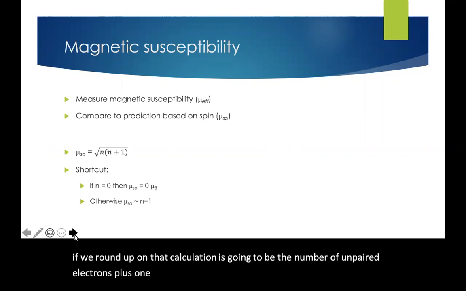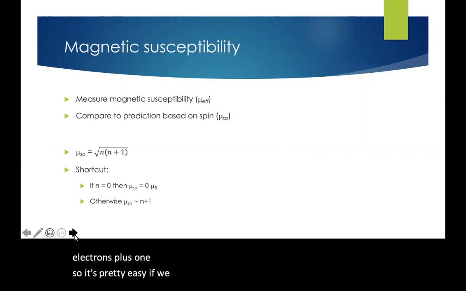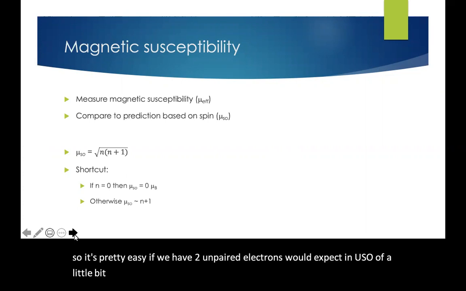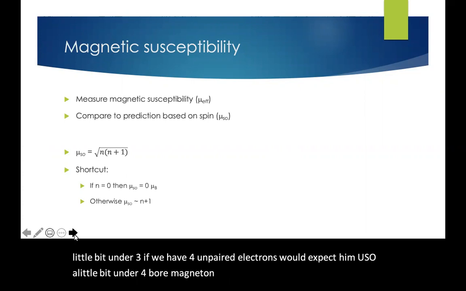So it's pretty easy. If we have 2 unpaired electrons, we'd expect a mu-SO of a little bit under 3. If we have 4 unpaired electrons, we'd expect a mu-SO a little bit under 4 Bohr magnetons. And that symbol mu-B is Bohr magnetons. It's the unit of magnetic susceptibility.